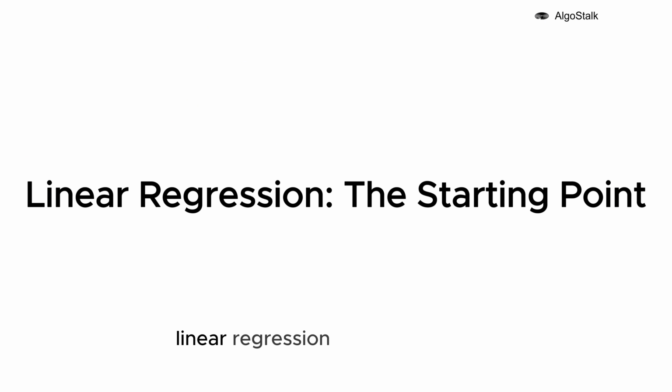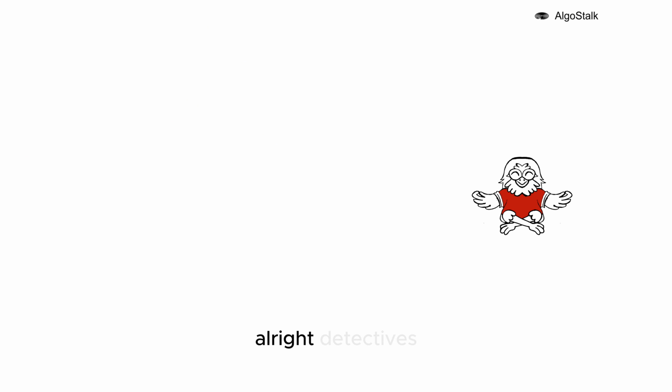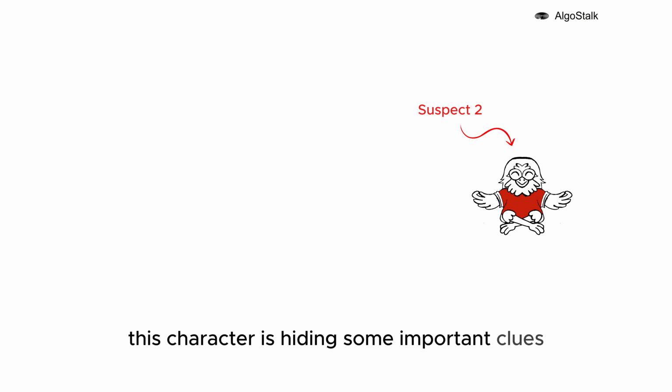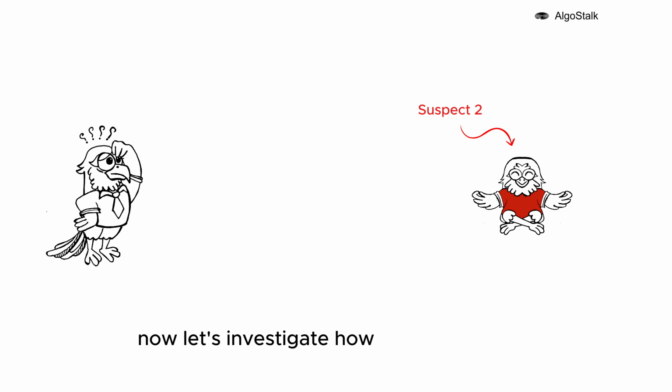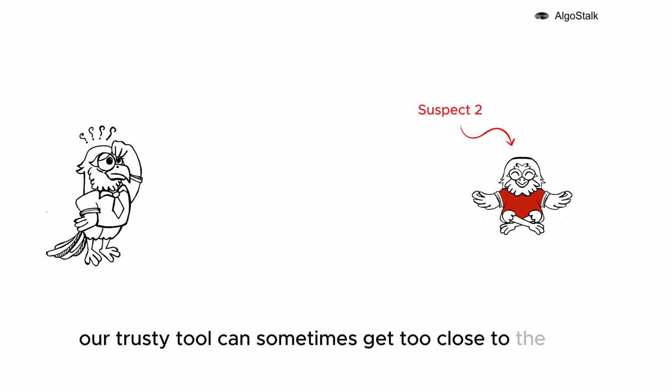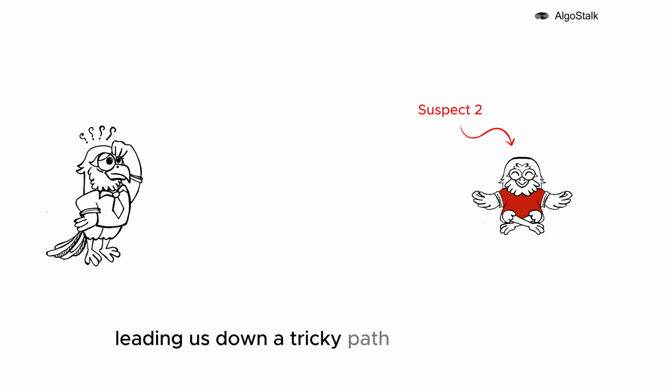Linear regression, the starting point. Alright, detectives, meet our prime suspect, Suspect 2. This character is hiding some important clues, but things aren't always what they seem. Now, let's investigate how linear regression, our trusty tool, can sometimes get too close to the data, leading us down a tricky path called overfitting.